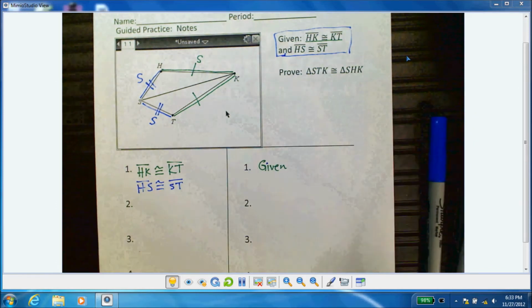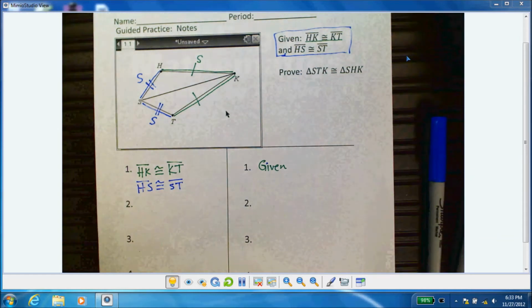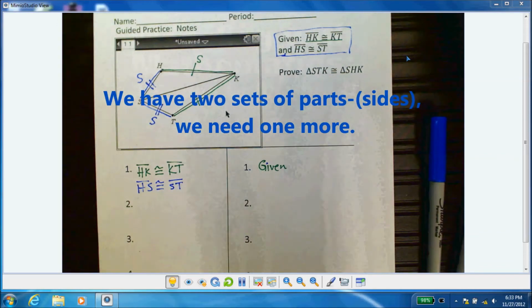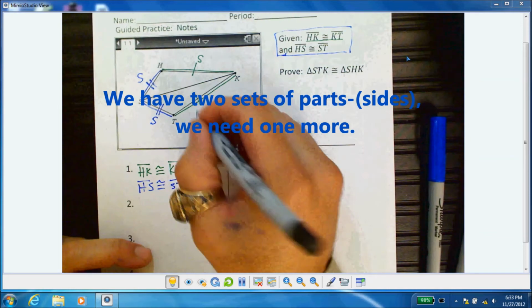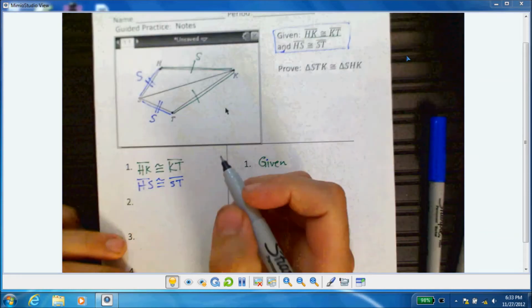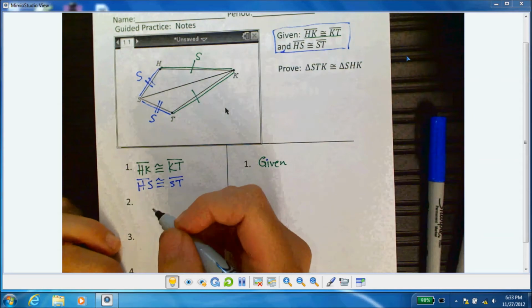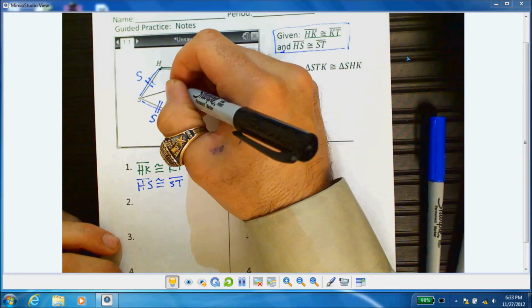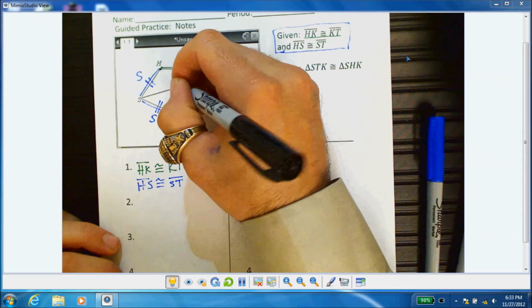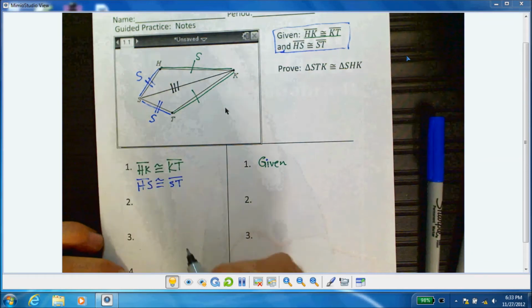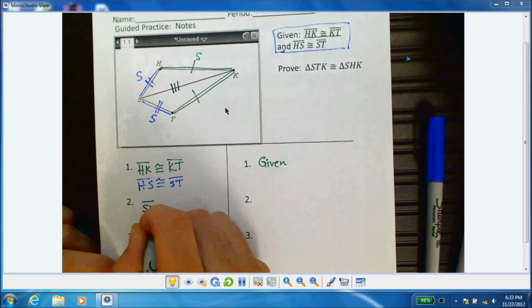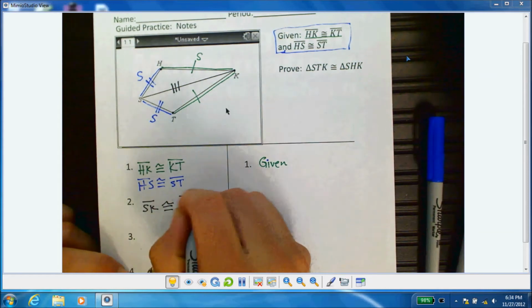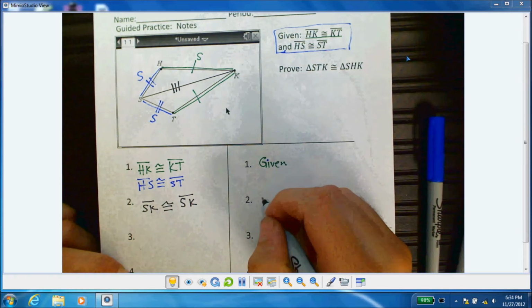Okay, so the second thing we need now is one more side, or one more piece. We have two sides already, so we need three. That's what I said in the beginning. Our third piece is this side right here. By the reflexive property, we know that they share this side. So this side SK is congruent to itself. And how do we know this? Well, we know by the reflexive property that we had talked about before.